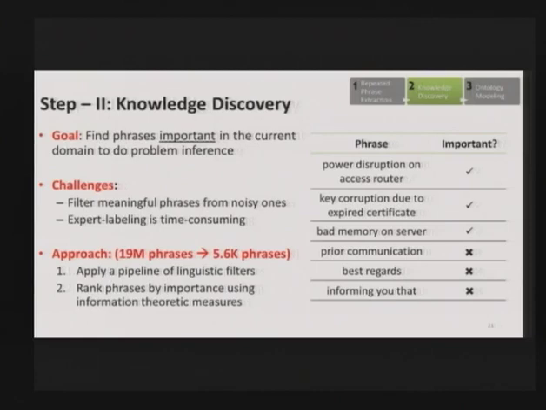So by applying these filters, what really happens is, consider the example on the right. The first three phrases get marked as important, the rest as noise, because they are not technical words and they are not useful in inferring any kind of problems from the current domain. By using these filters, we were able to reduce noise by several orders of magnitude. We started off with roughly 19 million phrases. We ended up with about 5,600 important phrases, which we give to a domain expert for labeling.